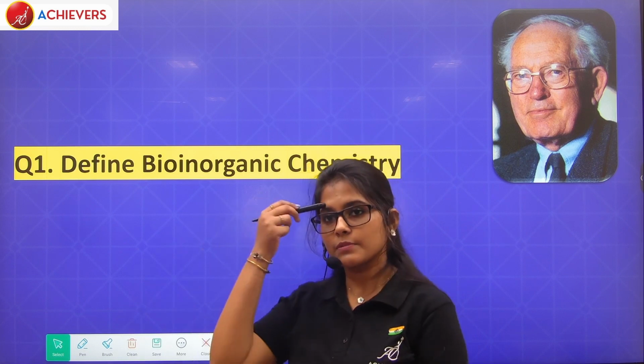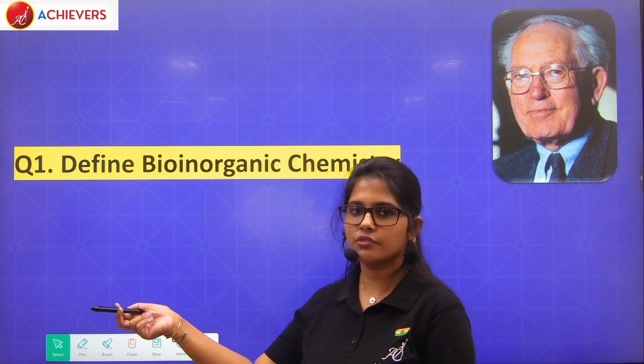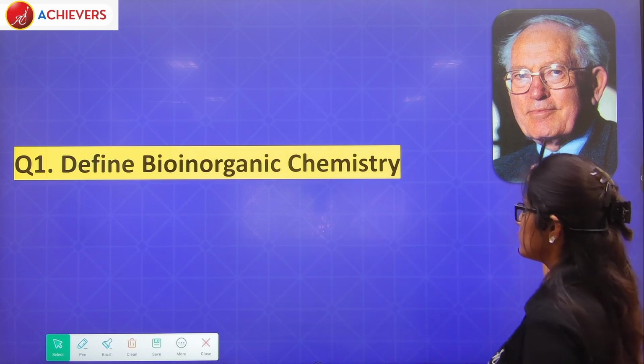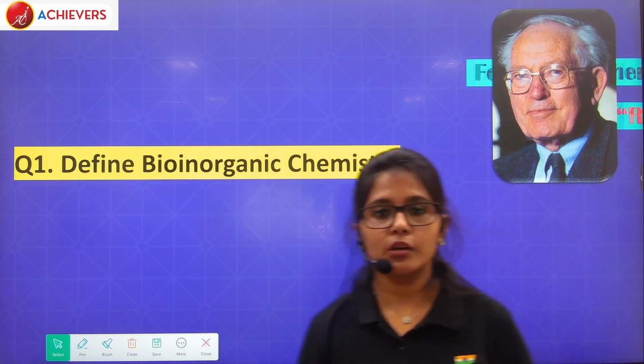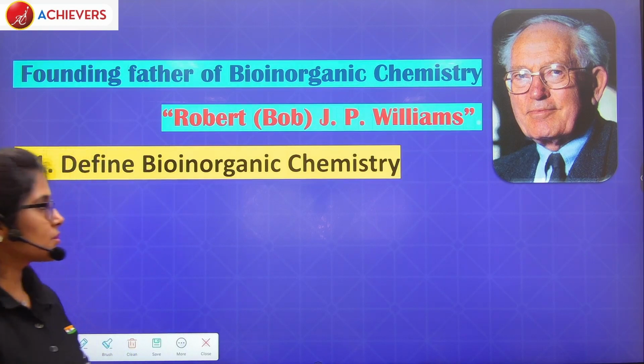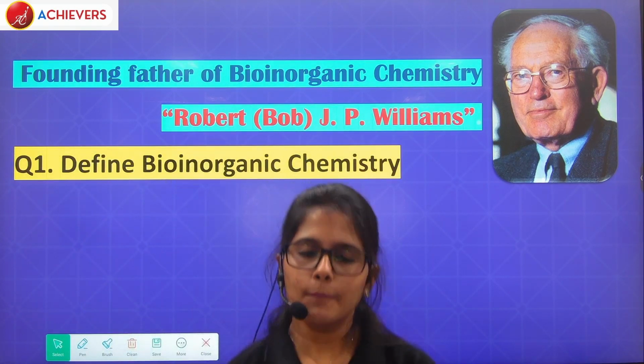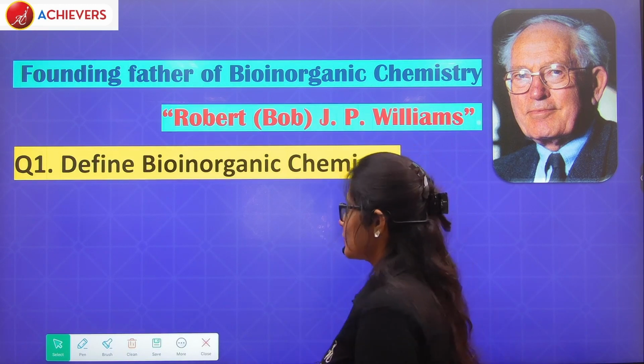ताकि वो concepts हमको याद रहे. The question answer format works well. So before beginning the definition, we need to acknowledge the father of bioinorganic chemistry, and he is Robert J.P. Williams. Robert Bob J.P. Williams. You can call him Bob Uncle. So, what is his definition?